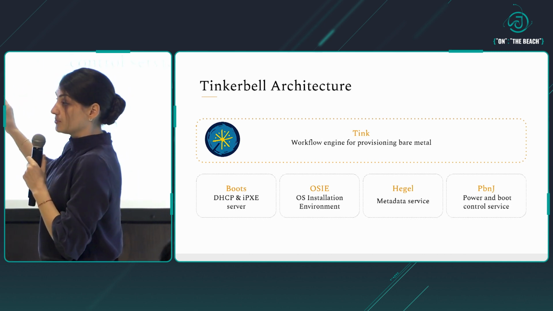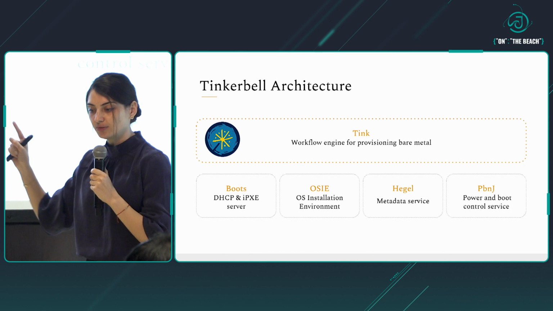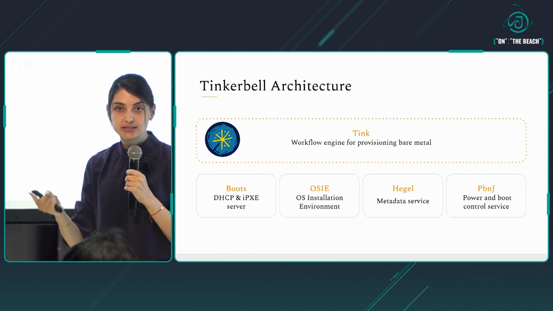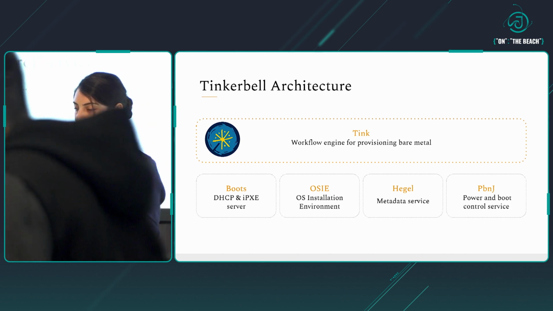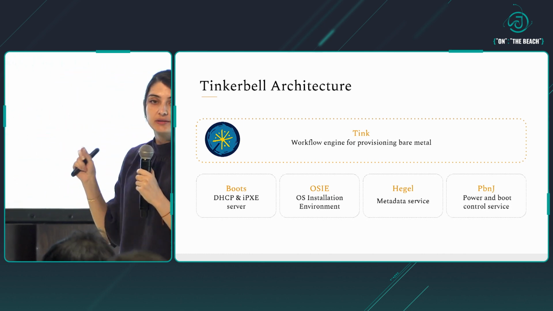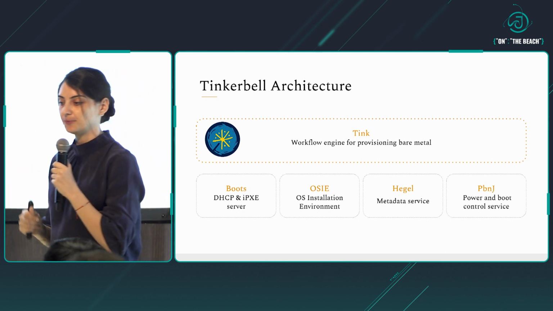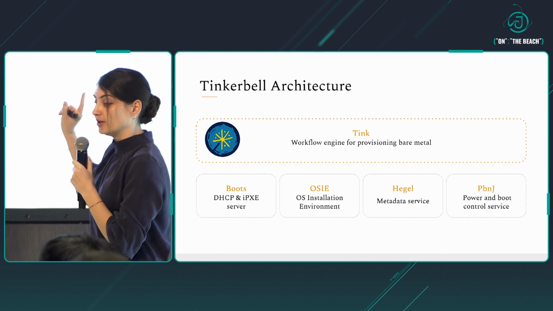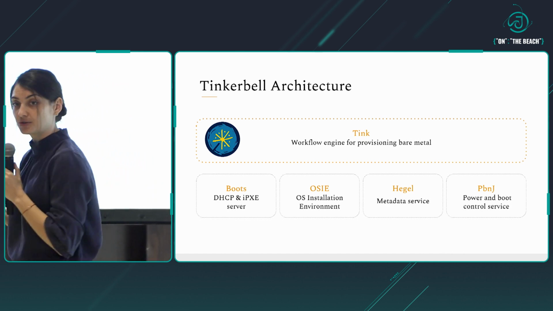We have OSIE, which pretty much takes care of the OS installation environment. So this will take care to install any operating system on your bare metal machine and any dependencies on top of it. Then we're going to have Hegel as well, and this pretty much takes care of all of the metadata that you store for your bare metal. And then we have an optional service, which is PBnJ, taking care of the boot and control service.